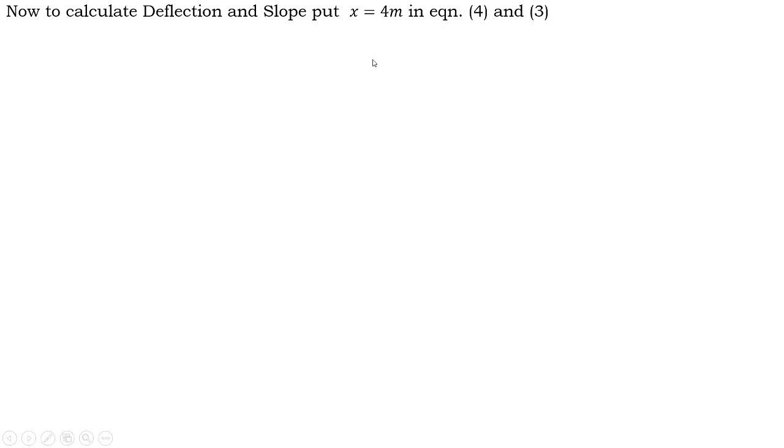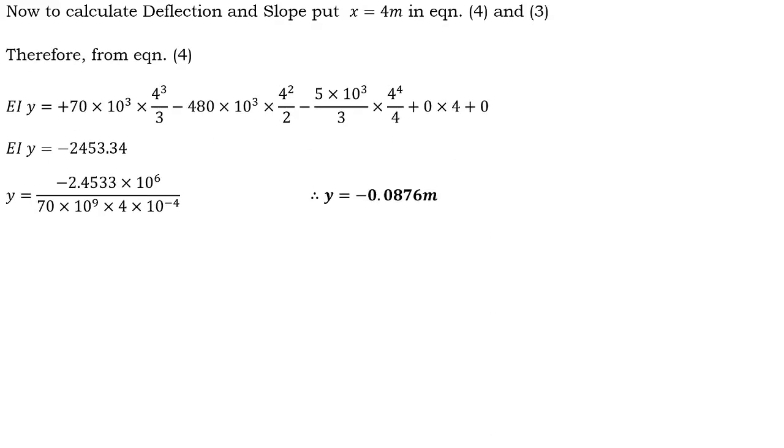So in the next step, now I need to calculate the deflection and slope. I need to calculate that at the end of the beam. Therefore my total length x will become 4 meter. So that x I need to substitute in equations 4 and 3. From equation number 4 I'll get the deflection, and from equation number 3 I'll get the slope. Therefore, this is my equation number 4, which is the deflection equation. Wherever x is there in equation 4, I need to replace it with 4 meter. So here this is 4 meter, this is 4 meter.